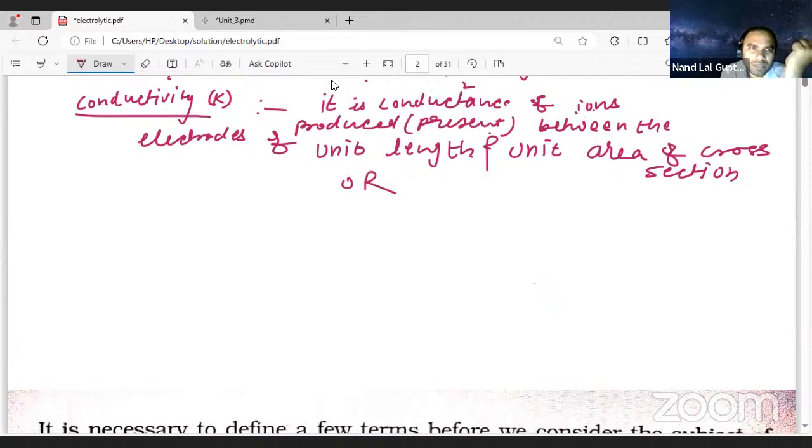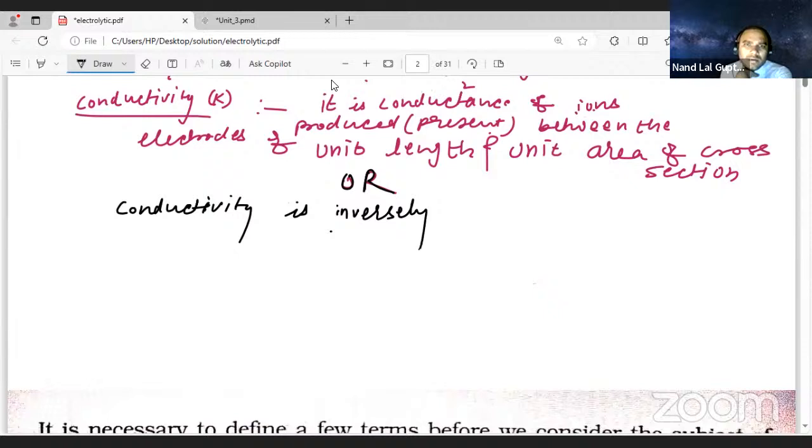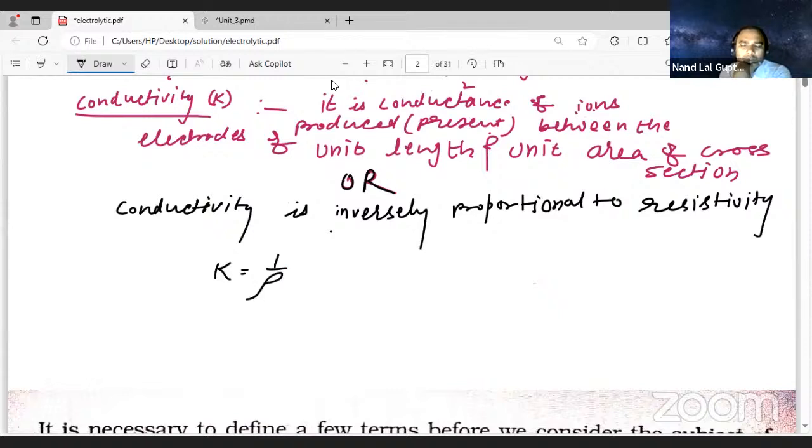Or how can you determine it another way? This is the or. Okay. So what is the conductance? I am saying conductivity. Conductivity is inversely proportional to resistivity. Okay. So K is equal to 1 by rho. Conductivity is inversely proportional to resistivity.